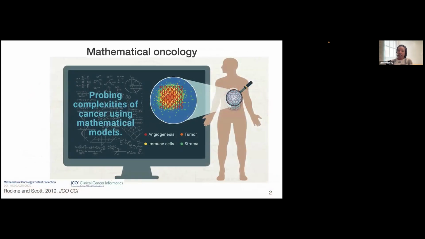This fits within an area of the field called mathematical oncology, where the goal is to probe the complexities of cancer using mathematical models. This is an appropriate approach because cancer is very complex, with many different cell types present, including tumor cells, of course, but also immune cells and stromal cells, as well as different processes that happen on different length scales and time scales, for example angiogenesis, which is the formation of new blood vessels. And so we want to better understand how the tumor is growing and how interactions between cells influence tumor growth and also response to treatment.